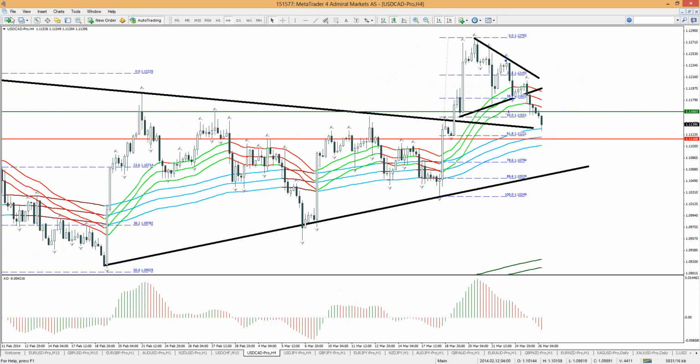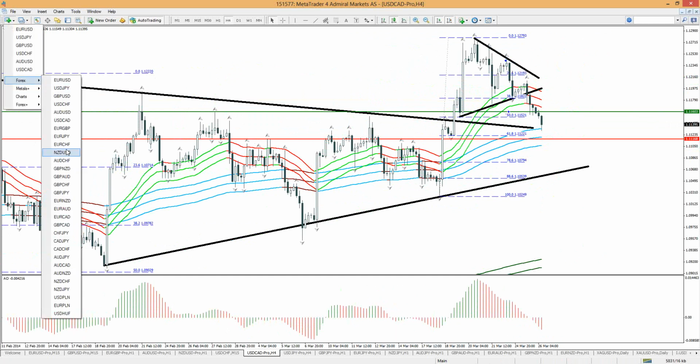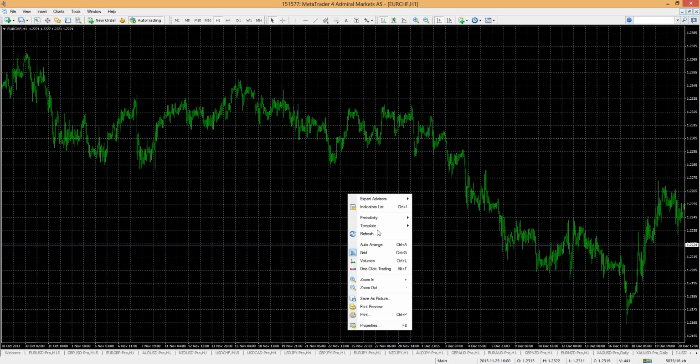All right, let's take a look at the Euro Swissy. Wei has a comment. Interesting observation here on the Euro Swissy. Let's take a look.